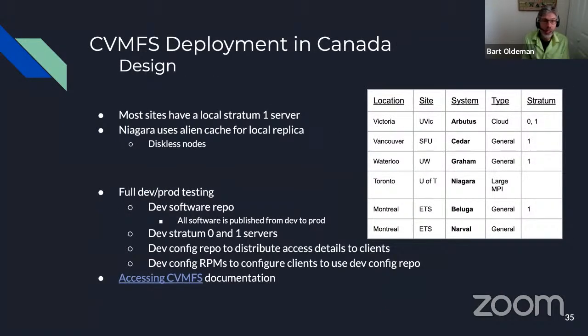In Canada, the design is that most sites have a local Stratum 1. You see that Victoria, with the Arbutus cloud system, has both the Stratum 0 and Stratum 1. Our build node is also there, and we connect to the Stratum 1 from there. The Stratum 1s are geographically distributed. Every cluster site has a Stratum 1 server. Vancouver and Waterloo have one. Montreal has one for the 2 clusters in the same data center. Toronto is a little different because their nodes do not have a local hard drive, no SSD either. So they're using an alien cache, which removes the need to have a Stratum 1 because they have everything already in their alien cache.